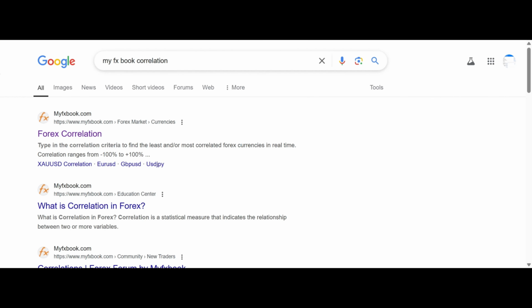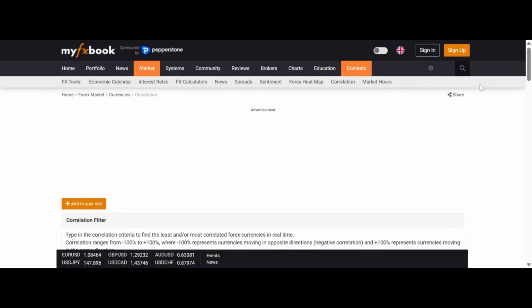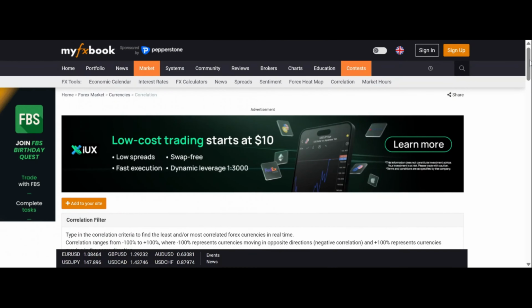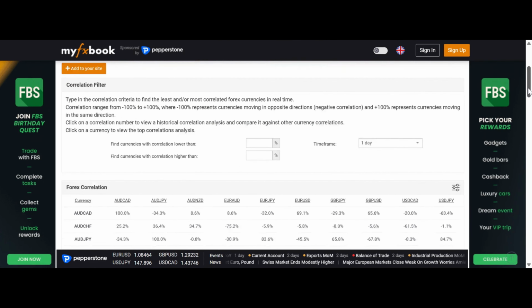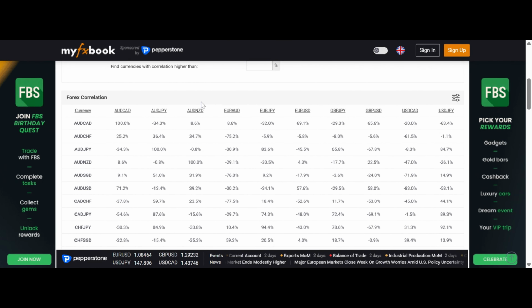So guys, once you come to a search engine, you just search MyFXBook correlation. It will get you to this point. You click on Forex correlation and it will get you to this point here. So all you have to do is scroll down to this dashboard here. You can see it here. We have currency and we can see the different currencies and we can see the percentage here.